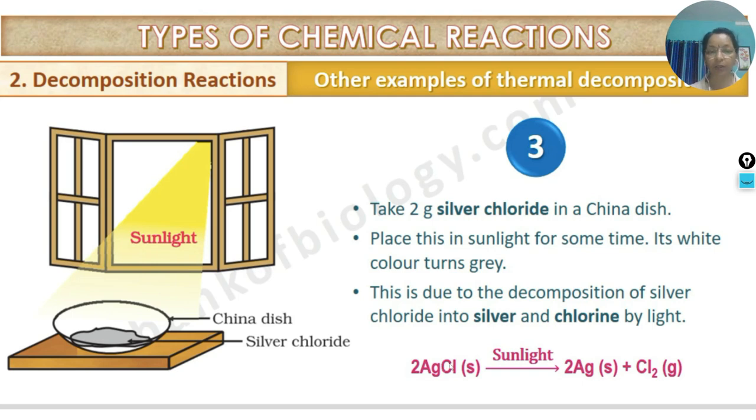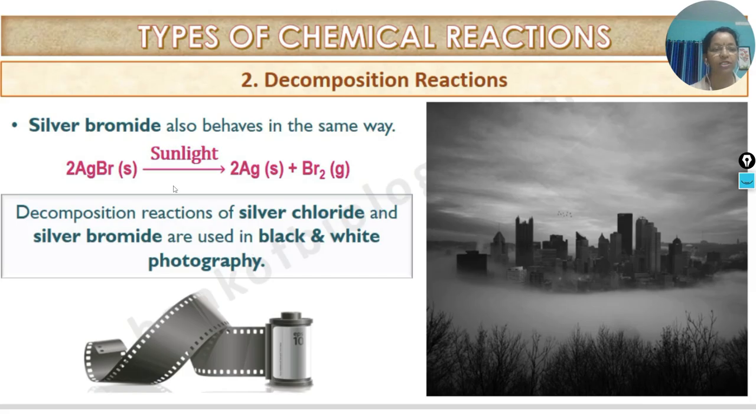Just like silver chloride, we have silver bromide also, which will break down in the presence of sunlight to give silver and bromine. These decomposition reactions of silver chloride and silver bromide were used in black and white photography in the previous years.